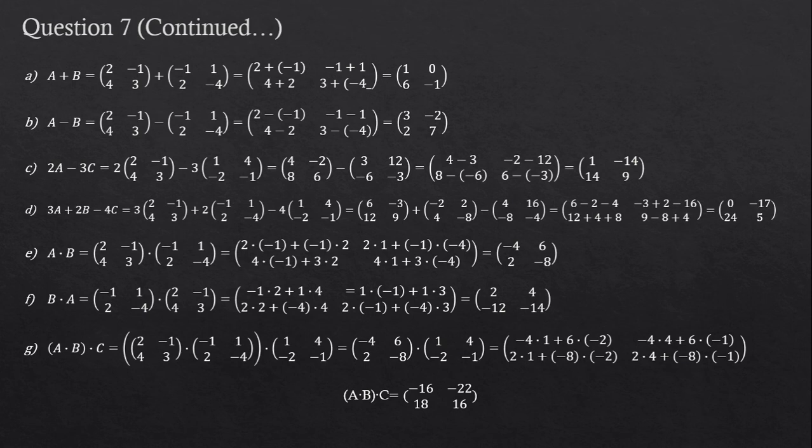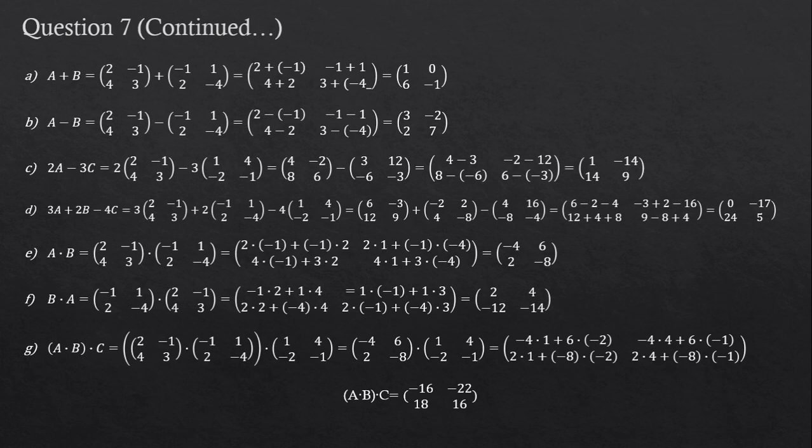D is also the same, but with an extra step with minus 4C: 3A plus 2B minus 4C. We do the algorithm as usual, with the involvement of matrix C, and I will get 0, negative 7, 24, and 5. For E, we need to multiply matrices A and B. We do the linear combination between the row and the column, as has been shown here, and the answer is negative 4, 6, 2, and negative 8. It is a square 2 by 2 matrix.